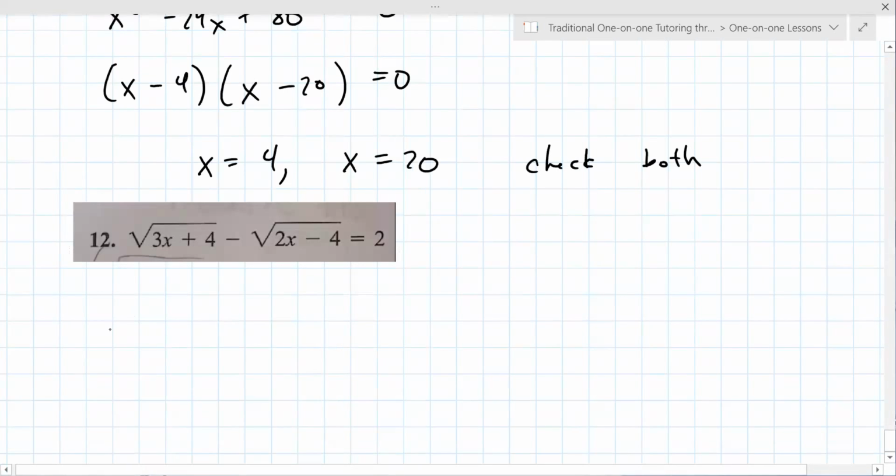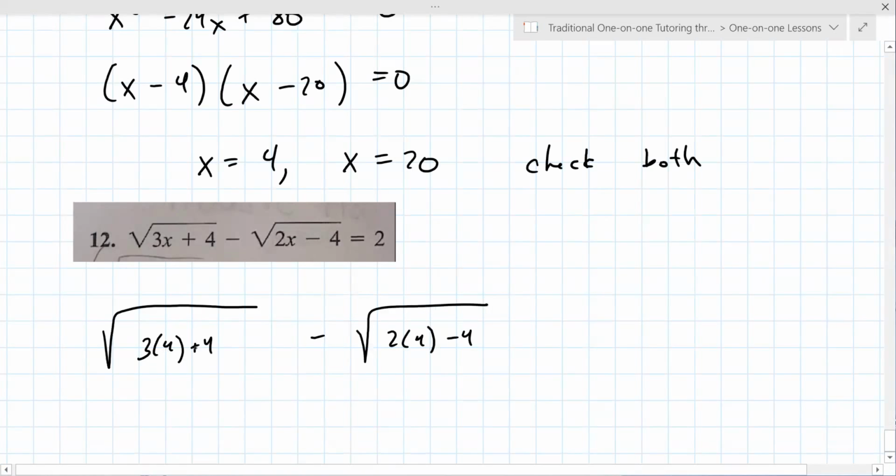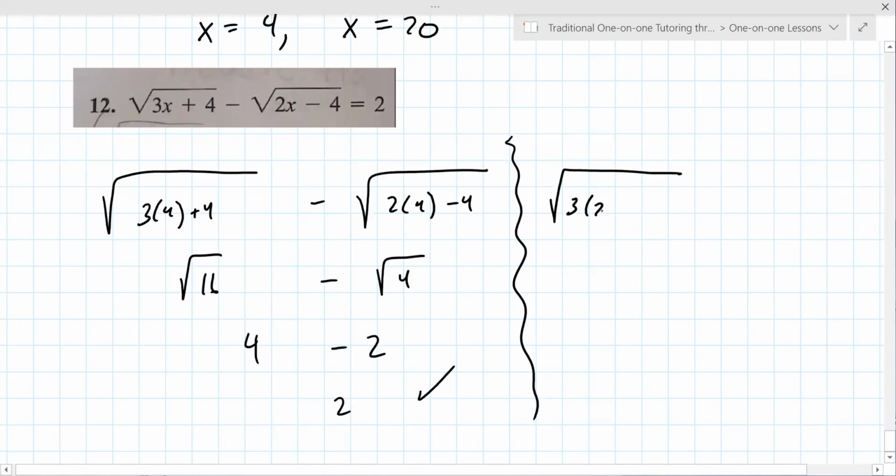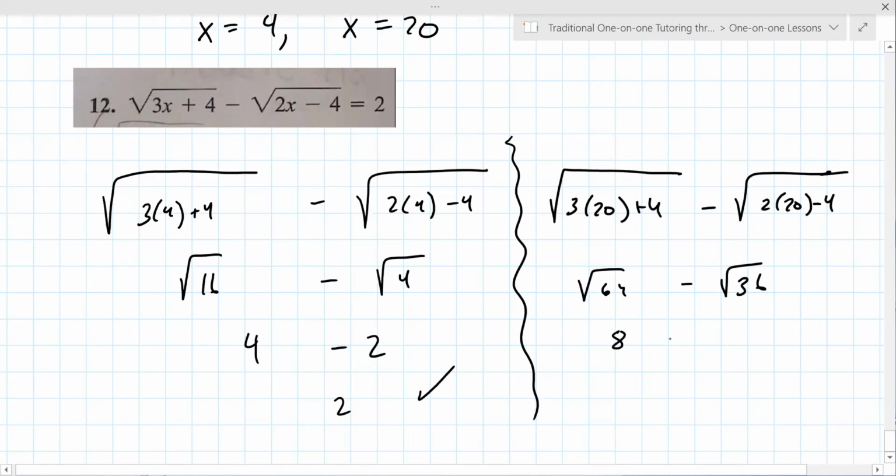So let me grab this because they may or may not both work. Okay, so let's try the first one. Square root of 3 times 4 plus 4 minus square root of 2 times 4 minus 4. So this is 12 plus 4, that's 16. The square root of 16 minus the square root of 4. So that's 4 minus 2, and that does equal 2. Now let's try 20. Square root of 3 times 20 plus 4 minus square root of 2 times 20 minus 4. So this is the square root of 64 minus the square root of 36. That is 8 minus 6, and that does equal 2.